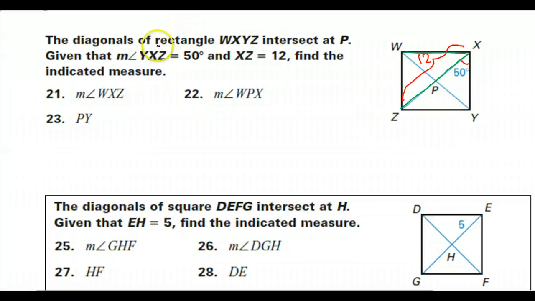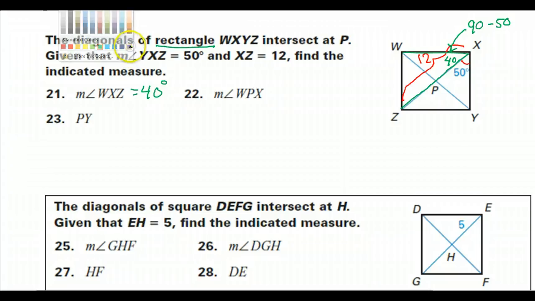Well, this is a rectangle, yes? So if that's a rectangle, that means each one of these corners is 90 degrees. So this must be 40. I'm getting that because I just did 90 minus 50, because this part is 50. So that leaves 40 for the other side. So the green angle WXZ should be 40 degrees. Okay, this color's not working for me though. How about angle WPX?